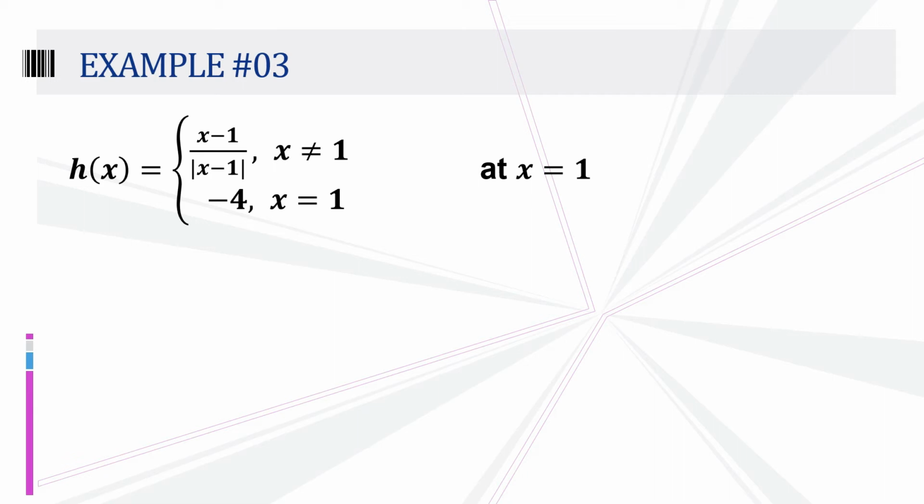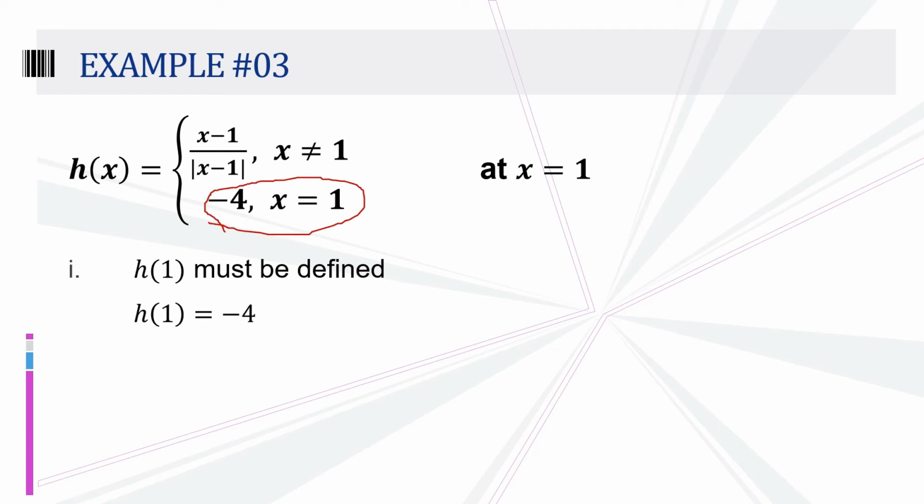Moving on to example number 3, h of x is equal to the piecewise function x minus 1 over the absolute value of x minus 1 whenever x is not equal to 1, and negative 4 whenever x is equal to 1. So let's determine its continuity at x equals 1. So by the first criterion, h of 1 must be defined. Okay? By direct substitution, ano ba yan? Di ba ito ang gagamitin natin? So that is just equal to negative 4. So h of 1 is defined.